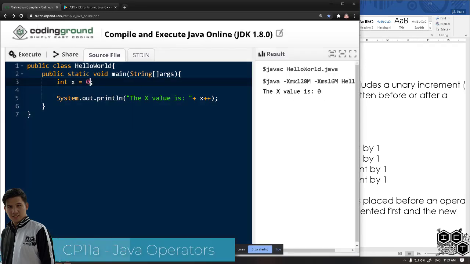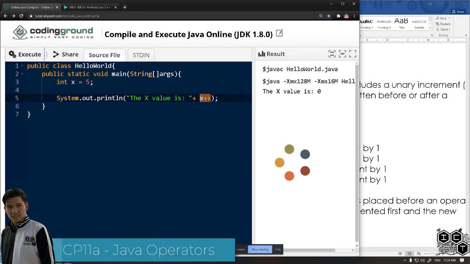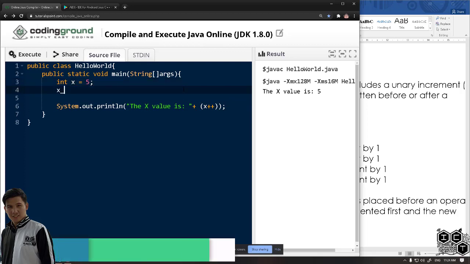Okay, sabihin natin int x is equivalent to 5. What is the value of x in this statement? Since unary increment yan, 5 plus 1. As simple as that. Oh, bakit siya naging 5? Dapat hindi. Hindi, ganito lang yan. Or pwede nating sabihin dito. Tapos ganyan.